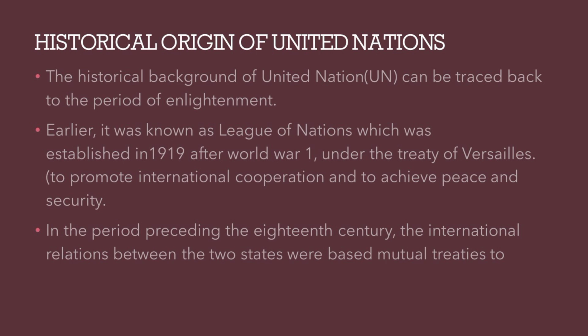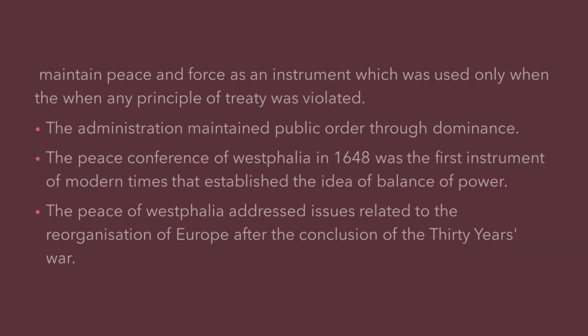In the period preceding the 18th century, the international relations between two states were based on mutual treaties to maintain peace, and force was an instrument used only when any principle of the treaty was violated. The administration maintained public order through dominance. So this means that the administration was maintained by dominance.